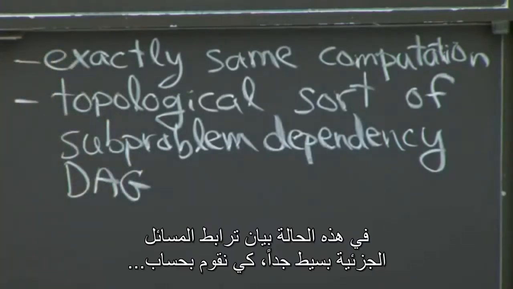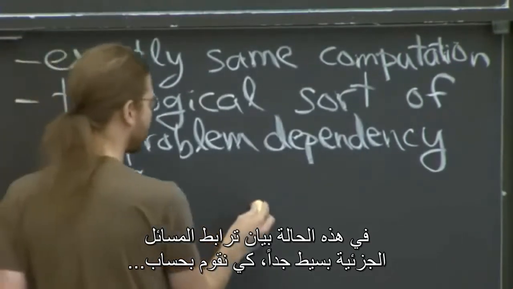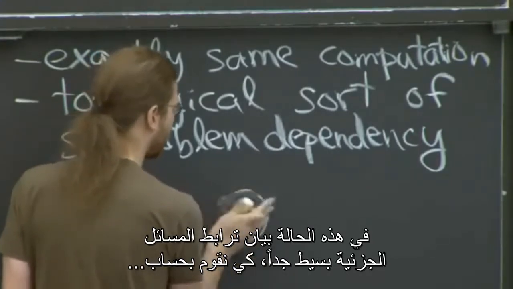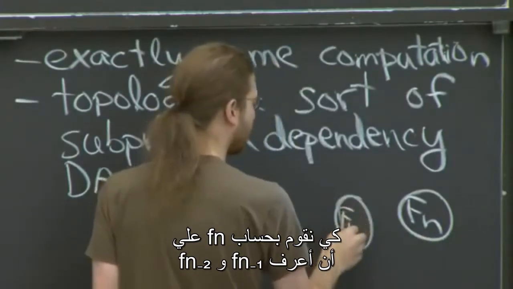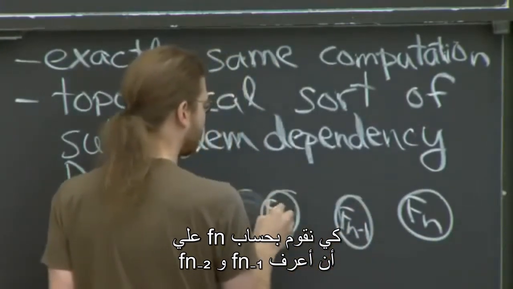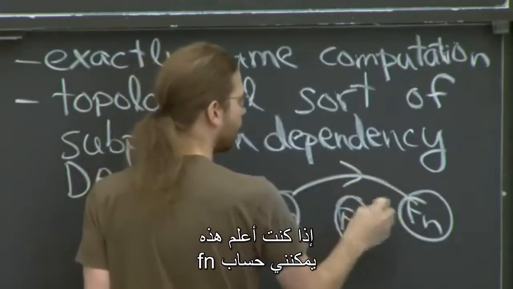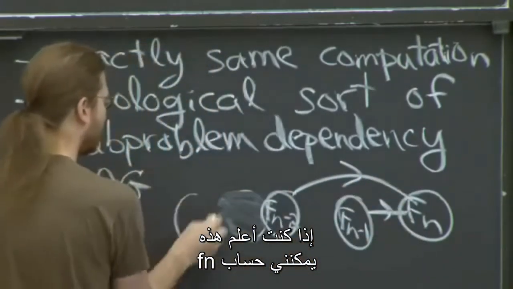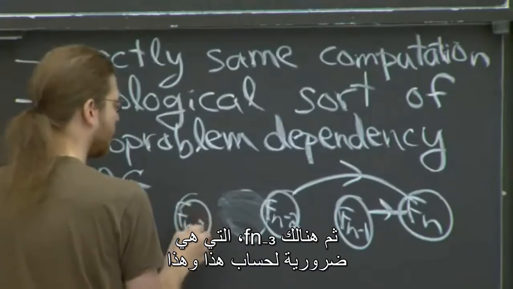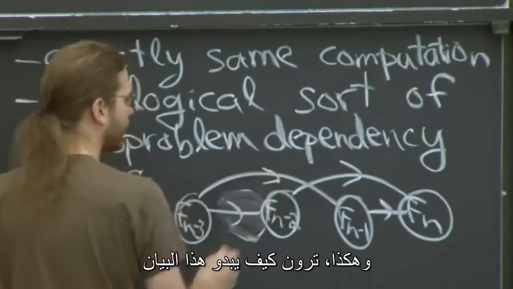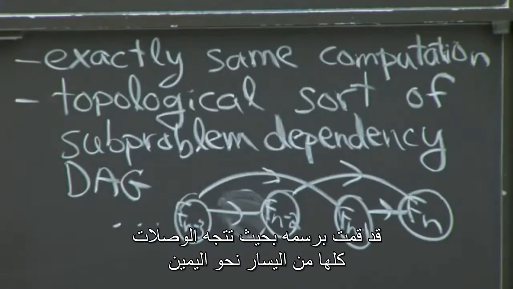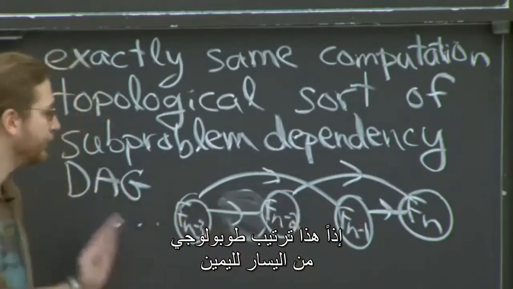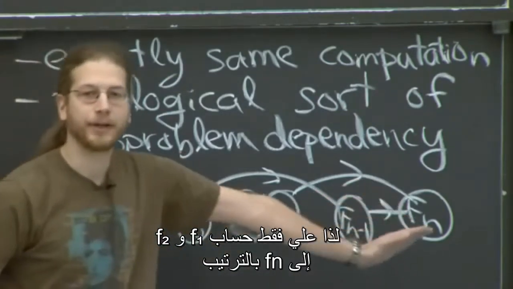So in this case, the dependency DAG is very simple. In order to compute, I'll do it backwards. In order to compute fn, I need to know fn minus 1 and fn minus 2. If I know those, I can compute fn. Then there's fn minus 3, which is necessary to compute this one and that one, and so on. So you see what this DAG looks like. Now I've drawn it conveniently so all the edges go left to right. So this is a topological order from left to right. And so I just need to do f1, f2 up to fn in order.